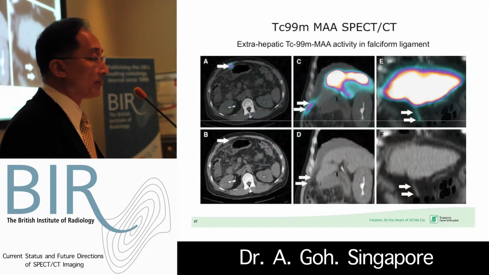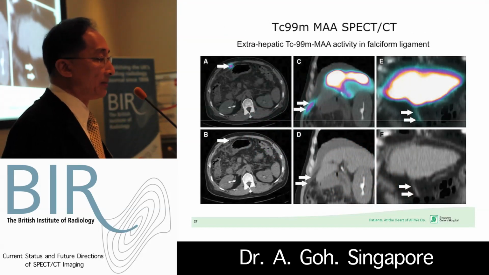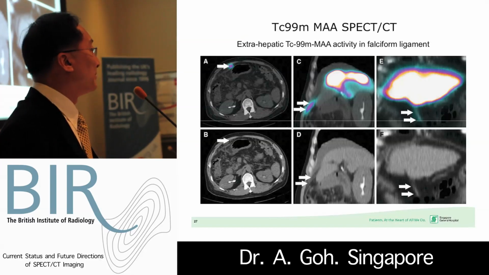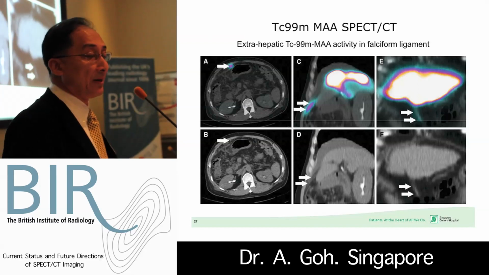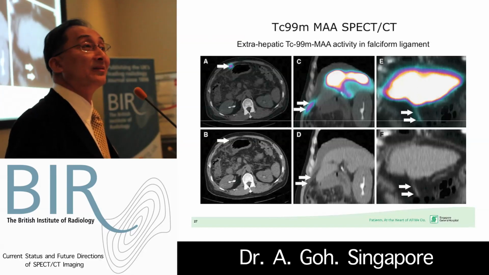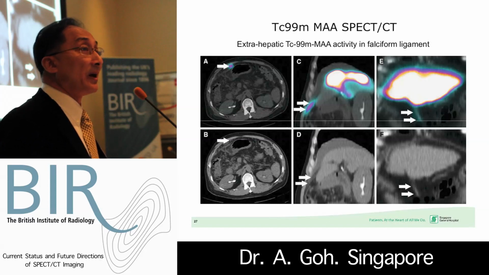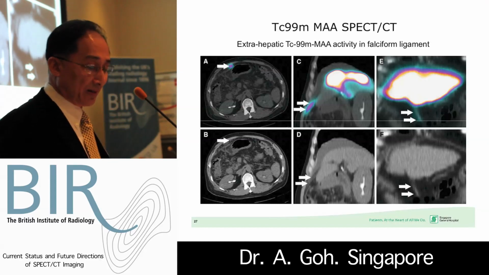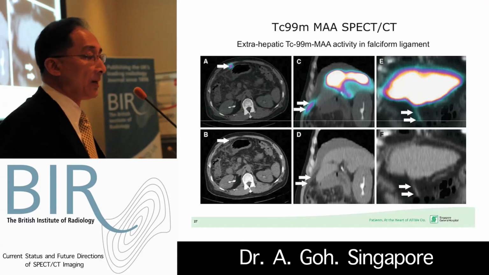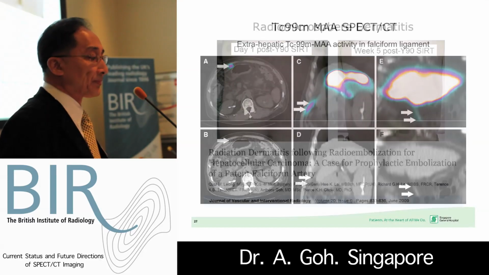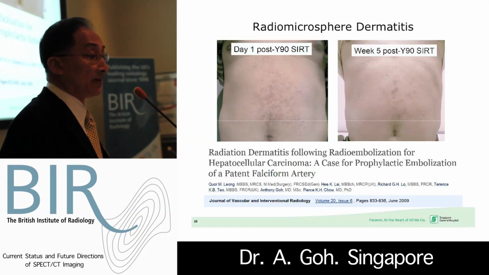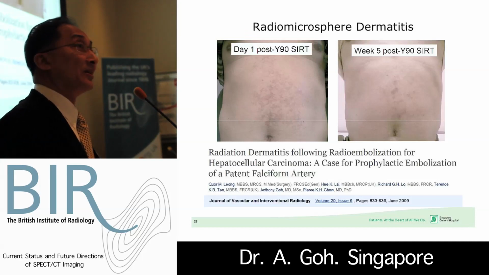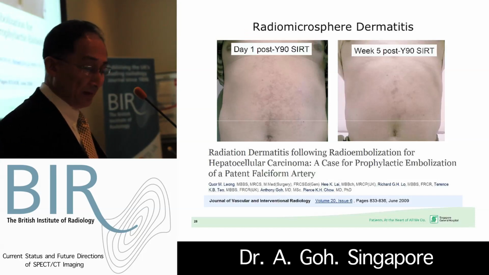And what about this one? What do you think? This is MAA SPECT-CT. Anyone have a guess what this might be? Coming down is in fact the falciform ligament. And so that's the falciform artery, and there have been a few case reports, and we have actually reported three of these patients, and one of them developed radiation microsphere dermatitis as a result of the yttrium-90 going to the skin.